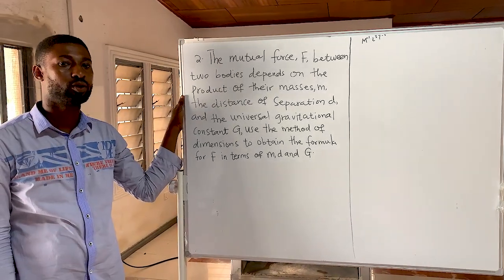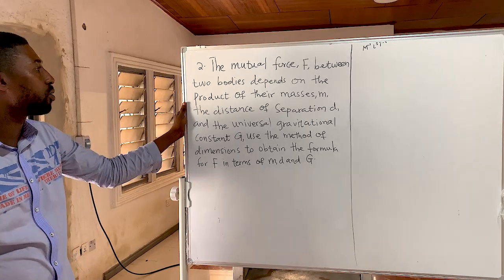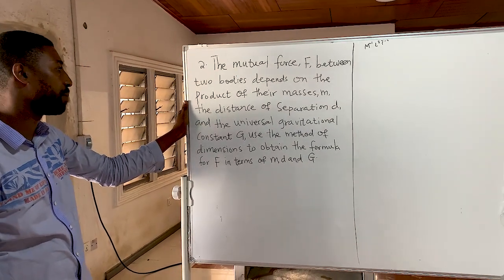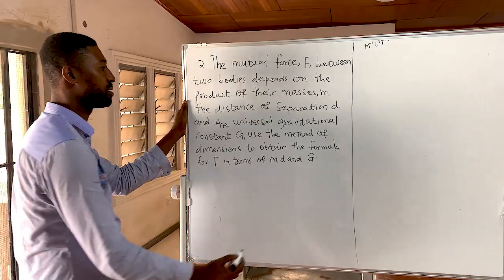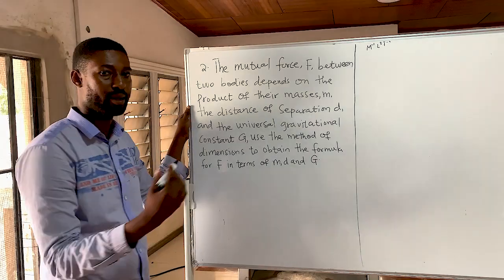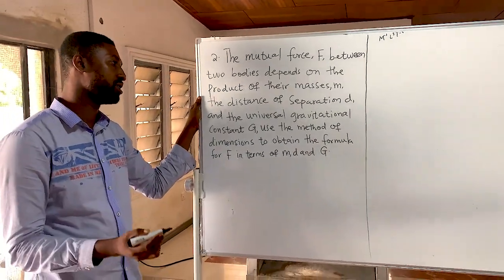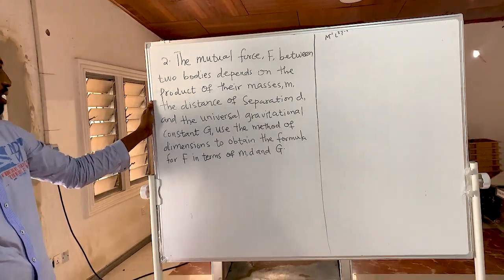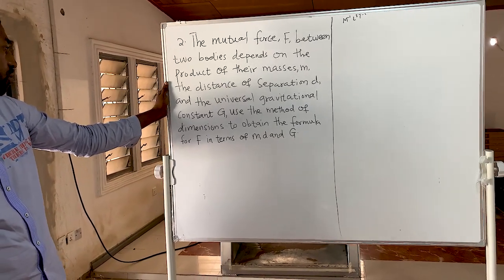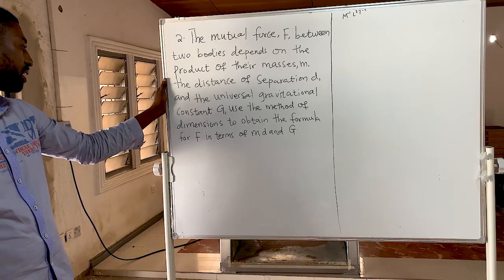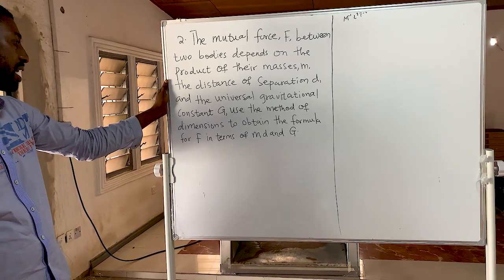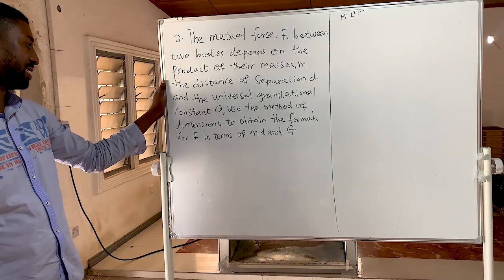Question number 2. The mutual force F between two bodies depends on the product of their masses. So we are having two bodies, and each of them is having a mass, let's say m1, m2, and the magnitude of m1 is equal to the magnitude of m2. The distance of separation d and the universal gravitational constant G. Use the method of dimensions to obtain the formula for F in terms of m, d, and G.